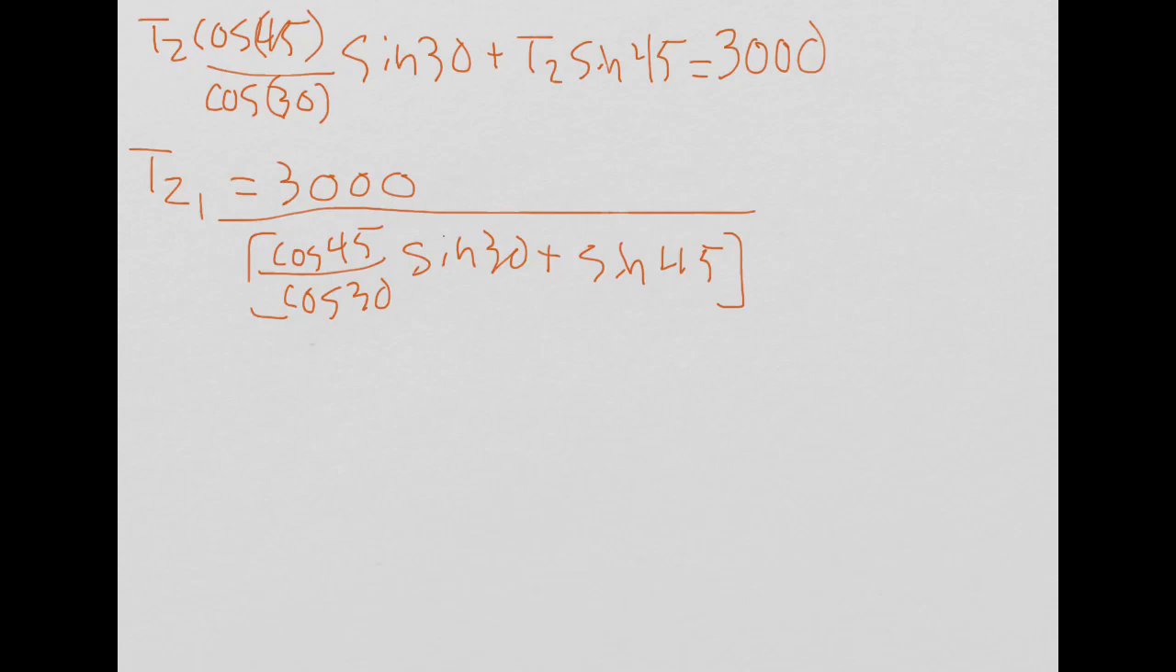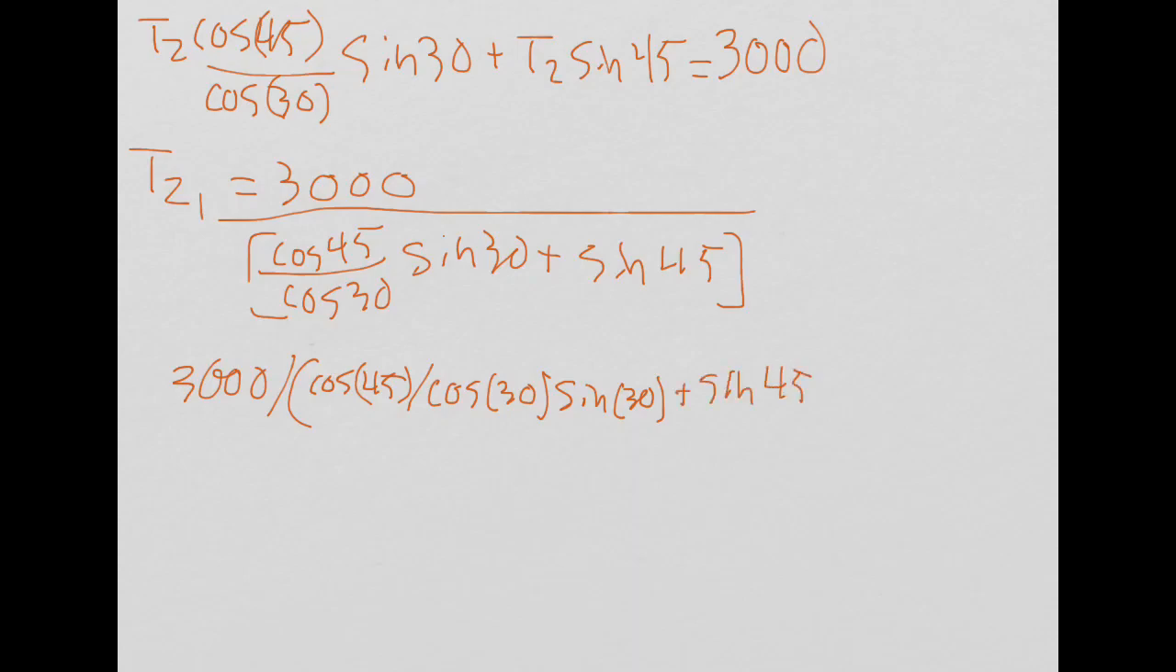It's messy, but honestly, plug it into your calculator like you see it. You can literally just go 3,000 divided by parentheses, cosine 45 divided by cosine of 30 times the sine of 30, and you don't even have to press any operation between those two, plus sine of 45, close your parentheses, and your calculator will tell you the number 2,689.726, which again represents T2, the tension in cable 2.